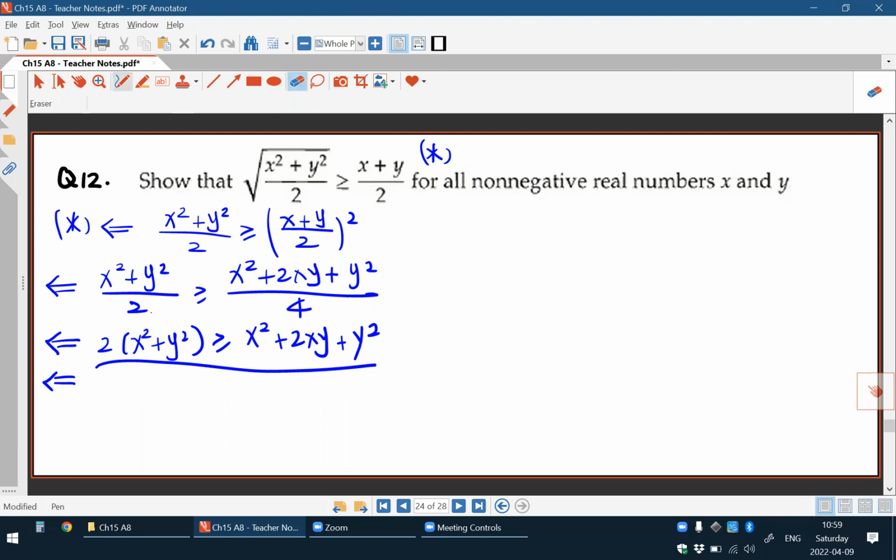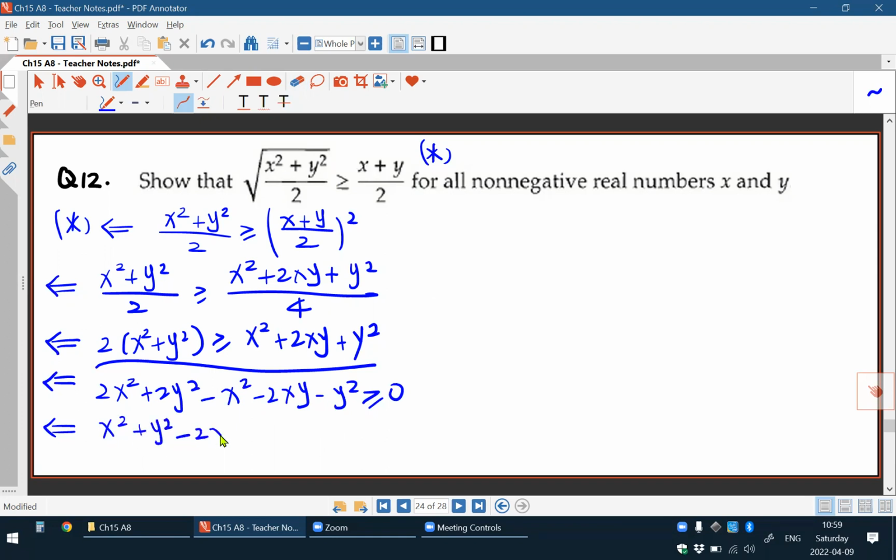So that means in order to prove this one is true, actually, we only need to prove this one is true, right? And in order to prove this one is true, actually, you need to prove x squared plus y squared minus 2xy greater than or equal to 0, right? So is this one always true? If you can't see it clearly, you can just rewrite it as x minus y squared greater than or equal to 0, right? Because this one is always true, right?